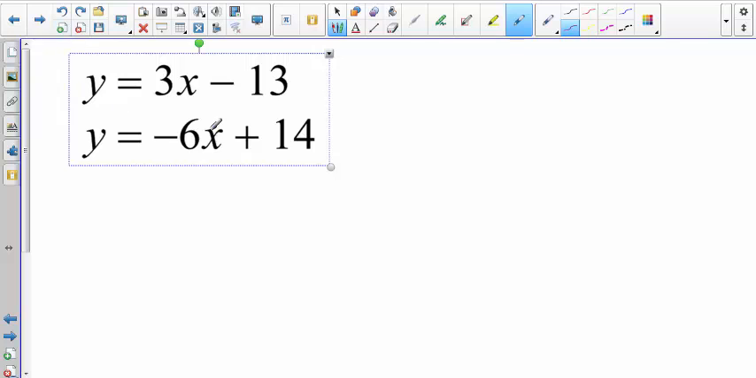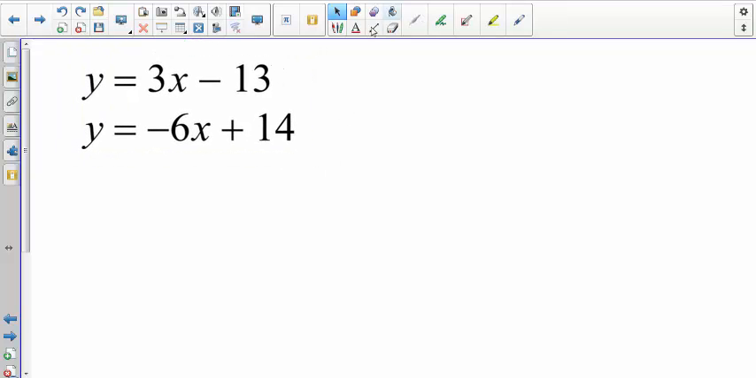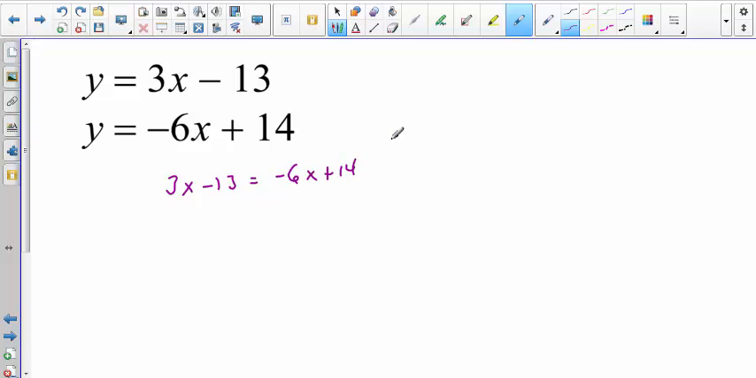Let's look at another problem. Again, this is a system of equations that we're going to solve by substitution. Both equations are in slope-intercept form. So therefore, we will take both equations and set them equal to one another. So in doing so, we'll have 3x minus 13 equals negative 6x plus 14.